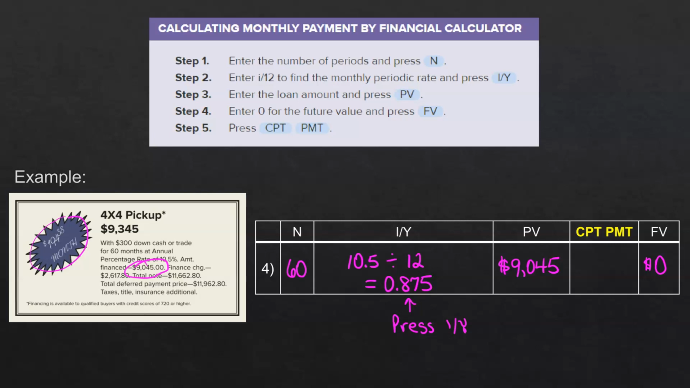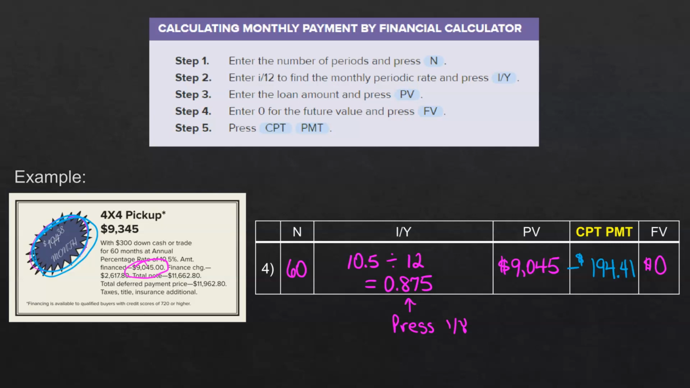So once you have these entered, remember, type in 60, press N. We already talked about IY. Type in 9045, press PV. Type in a 0, press FV for future value. Remember, PV's present value. Now push compute payment, so the compute key, then the payment key. This is what you should see on your screen. It's going to be a negative 194.41.